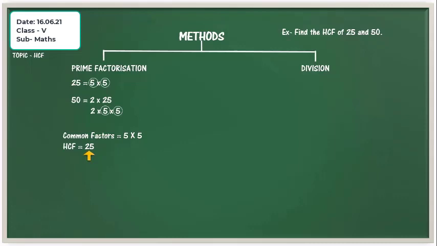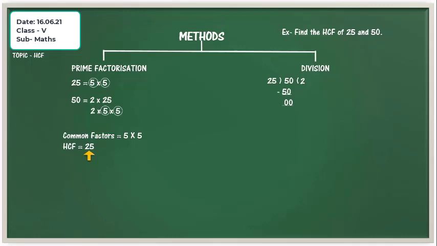Let's try to solve this question by division method. So 50 divided by 25. 25 twos are 50. We got 0. We cannot split it further. So the last divisor 25 is the HCF.